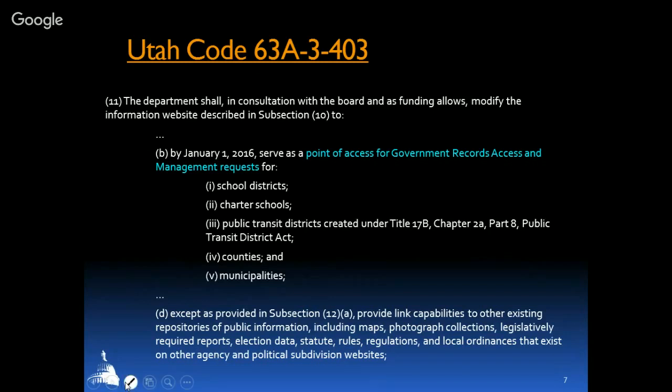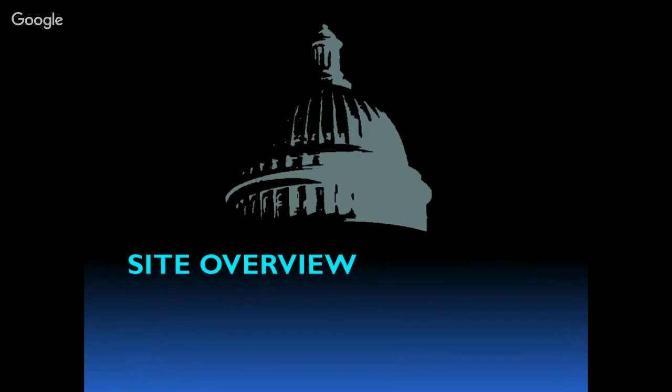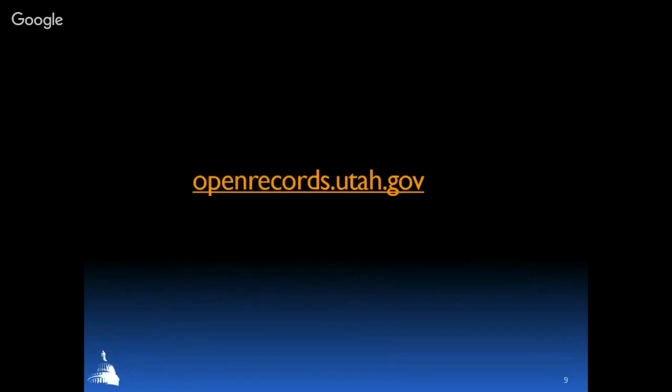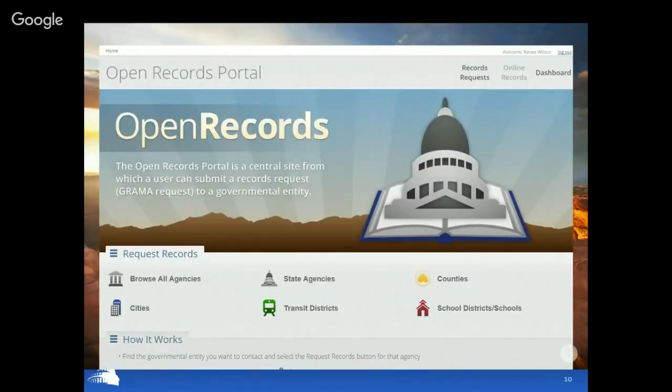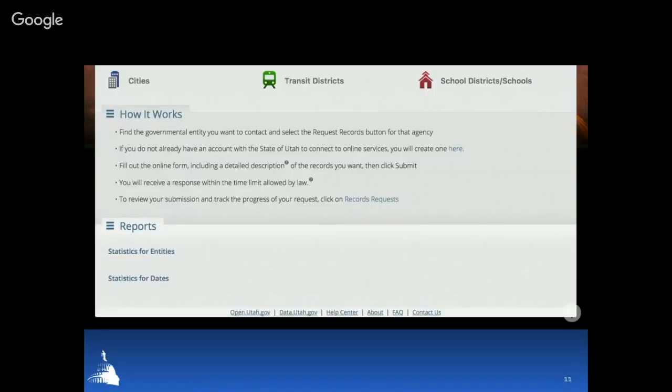Let me turn on my pointer so you can actually see what I'm pointing to. Right here. Okay. So to give you an overview of the site, just in case you've never been there or seen it, it's at openrecords.utah.gov. And this is what it looks like right now. I do want to draw your attention to the bottom of the screen. We have some links which are to help you out.